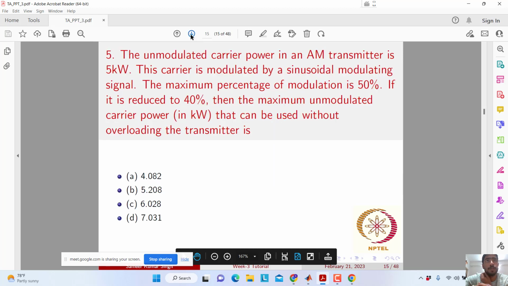Okay. Question number 5 is given, and question number 5 is the unmodulated carrier power. The unmodulated carrier power in an AM transmitter is 5 kilowatt. That is AM. The carrier is modulated by a sinusoidal modulating signal. The maximum percentage of modulation is 50%. It means mu is 0.5. If it is reduced to 40%, then the maximum unmodulated carrier power that can be used without overloading the transmitter is.